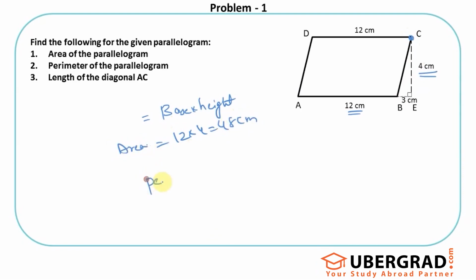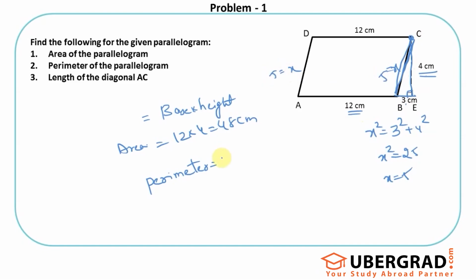What about the perimeter? Perimeter is the sum of all four sides. I know 12 and 12, I don't know this. If I know x, I can add all of that. x can be found using this triangle. This is a right angle triangle, this is 90 degrees. 3 square plus 4 square should be equal to x square, because the hypotenuse is x. So x square is 25, so x is 5. So this has to be 5 and this has to be 5. So the perimeter is 12 plus 5, times 2, that is 2 into A plus B. 17 twos are 34 centimeters, and this is the perimeter.